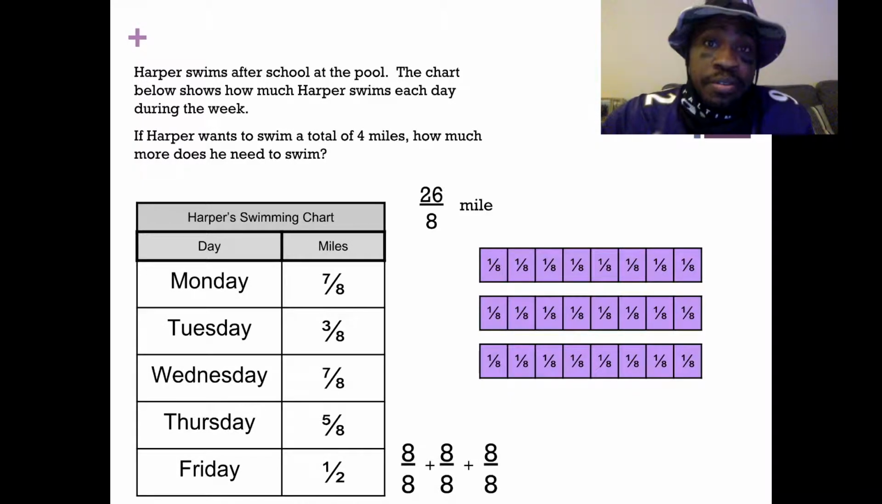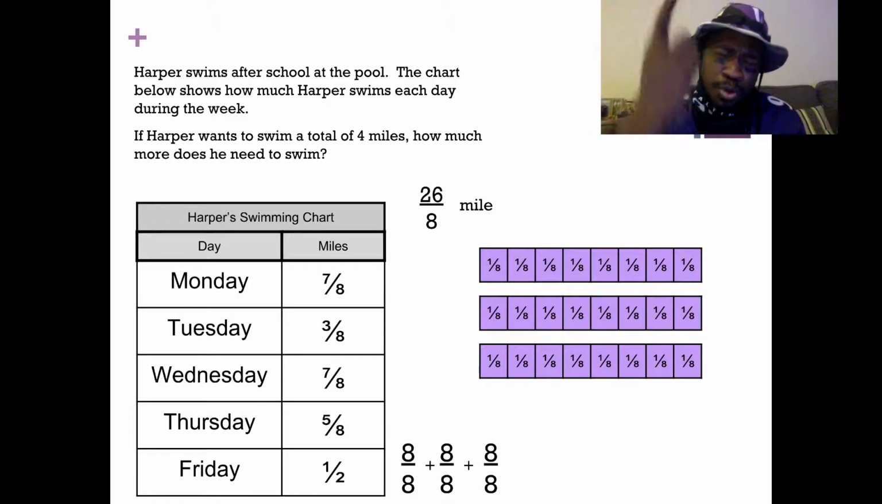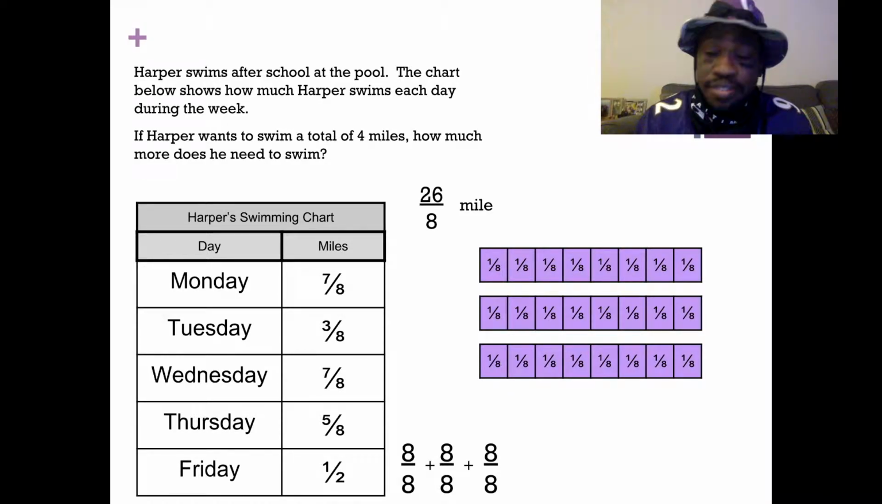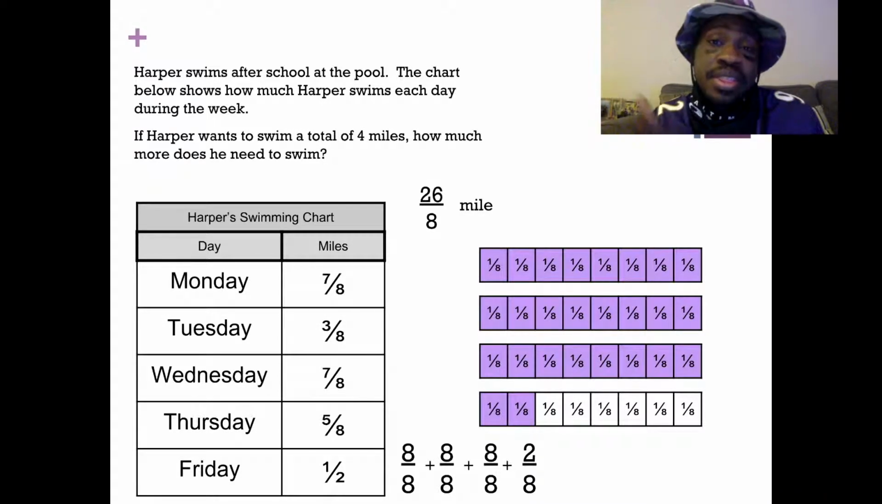However, 26/8 is really close to 24/8, or I should say 24/8 is really close to 26/8. We're almost at the point at which Harper swam. Harper swam 26/8. We know 3 miles is 24/8. So let's just count up. 1 more 8 would be 25/8, 26/8, 2 more 8s. So if we add another 2 8s, that'll give us a total of 26/8.